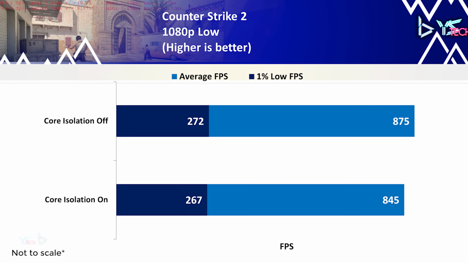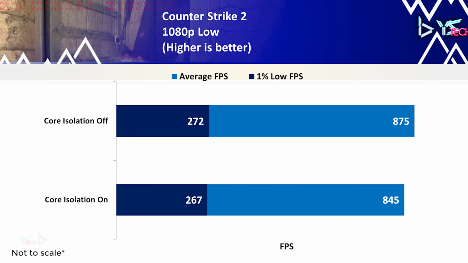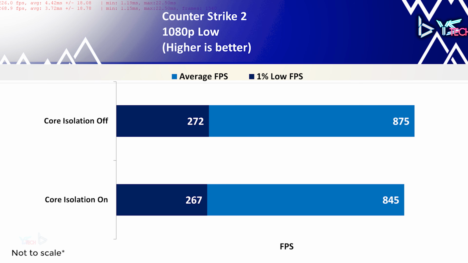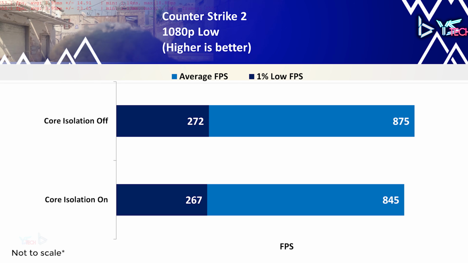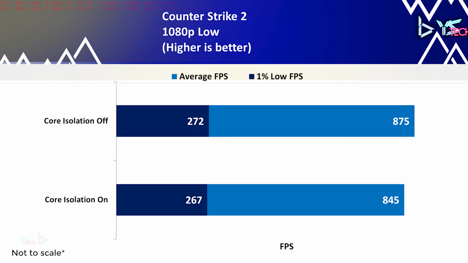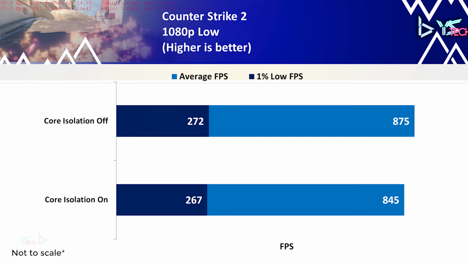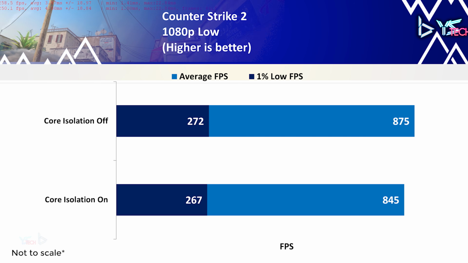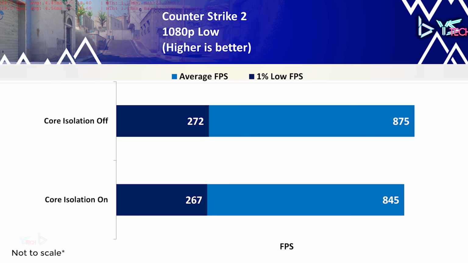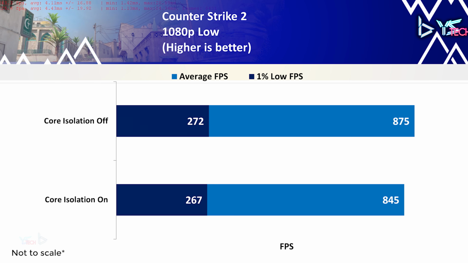Our first game is Counter-Strike 2. Now, in terms of percentage difference, it's not too much here, but our average FPS does have a raw difference of 30 FPS for average FPS, and a difference of 5 FPS for the 1% lows, both in favor of core isolation being off. So we can see here it is a nice little uplift that we have when core isolation is off compared to when it's on.